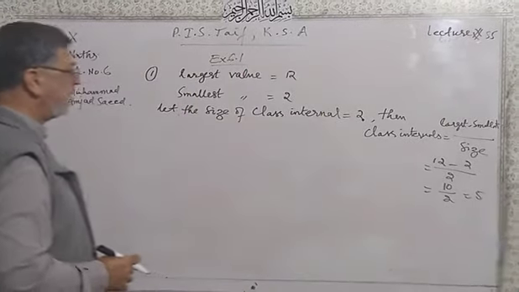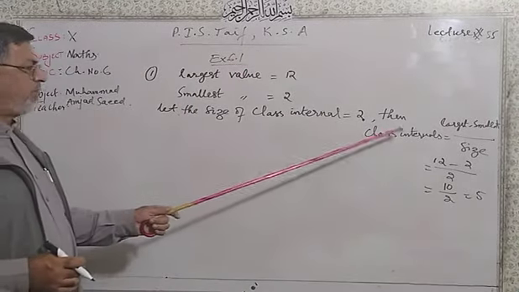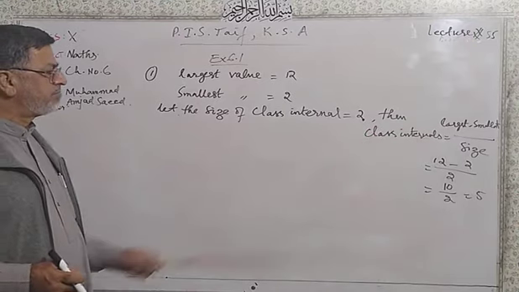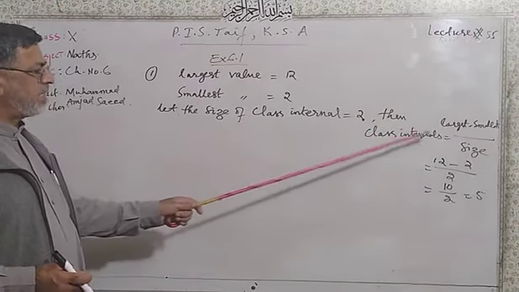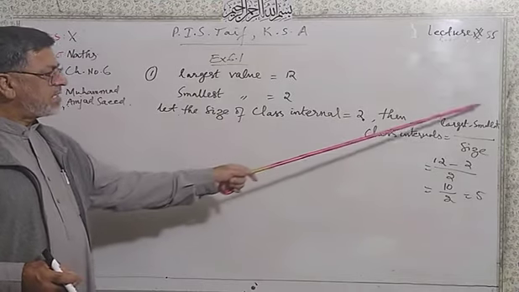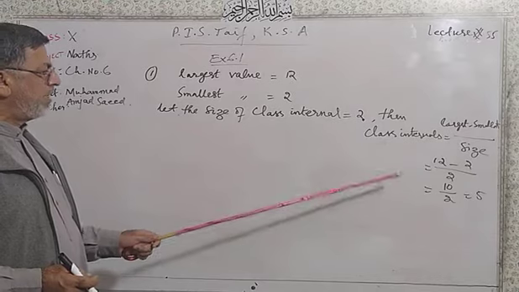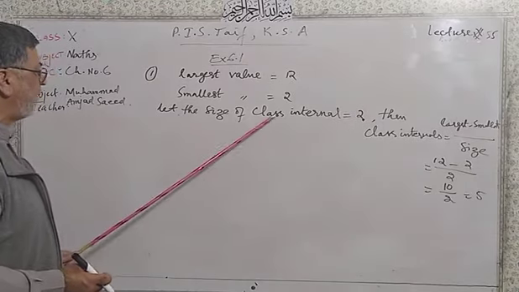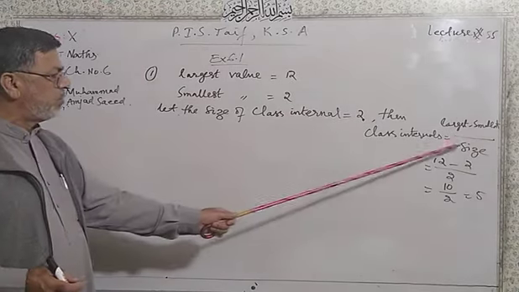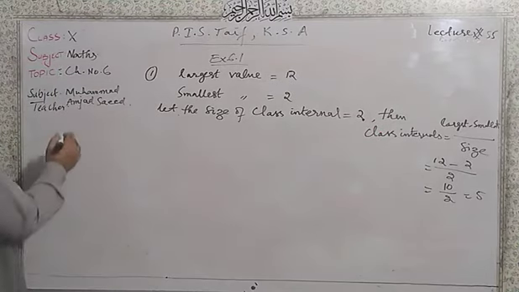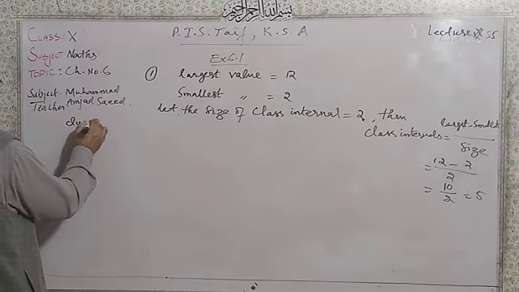Dear students, from this formula you can find the size of the class interval if the number of classes is given. Largest minus smallest divided by size, we apply this formula to find the unknown value. For example, if the class interval size is 2, then we can find the number of classes. Here is the class interval.